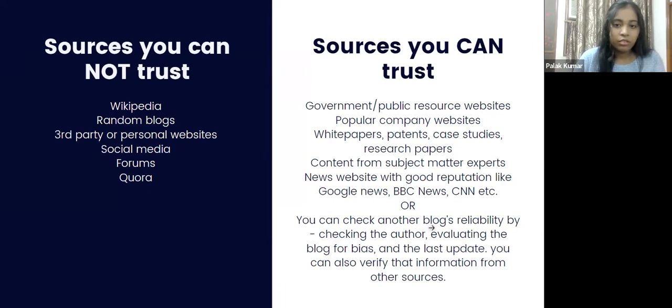Also, one more thing you can do is, let's say nothing works and you're not sure, so you can check the blog's reliability by checking about the author. You can also go through some parts of the blog and check if there is any bias in that blog. And also you can check when an article was last updated. So also you can just quickly verify that information from other resources.